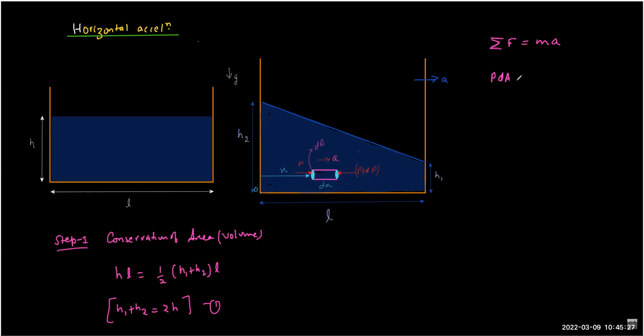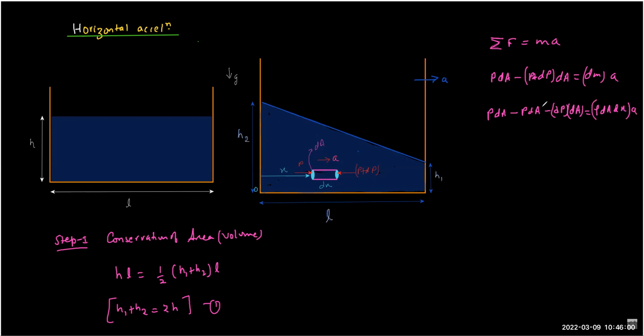All right, so PdA minus (P plus dP) into dA equals mass dm, because that's capsule into acceleration. So if you simplify this, what do you get? PdA minus PdA minus dP into dA, and dm is what? Density into volume, which is rho dA dx.